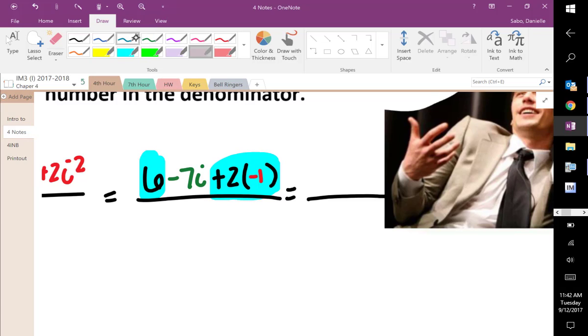If you want to write this out on top so you don't forget, 2 times -1 is -2. That's why we got that. So if you want to write on top there, hey, that's how I got -2, go for it. So like you guys told me, it is 4. And I'm just going to write down my -7i.